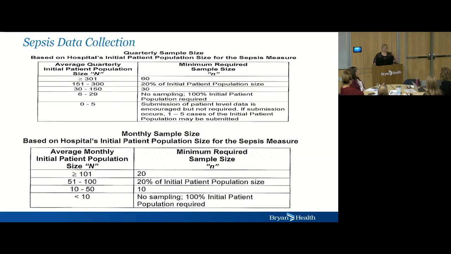This is the CMS sepsis data collection. It just shows you the sample size. Here we have, of course, over 300 a quarter, and instead of doing the minimum of 60 cases, we've decided to do a 50% sampling so that we cover more people.